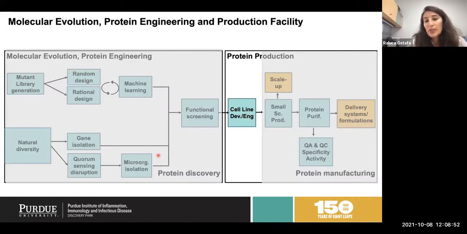Once we have the protein of interest, we move on to cell line development and see how we can produce that protein. We can take it in our facility to a certain yield and a certain scale-up, but in the end we need to be compatible with the industry that will take it further for actual production.